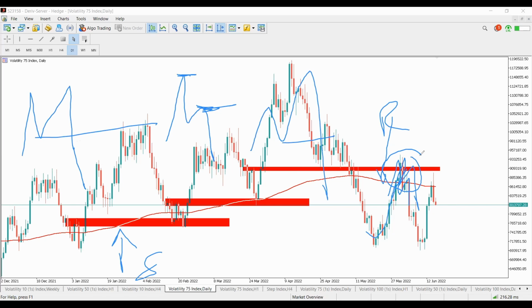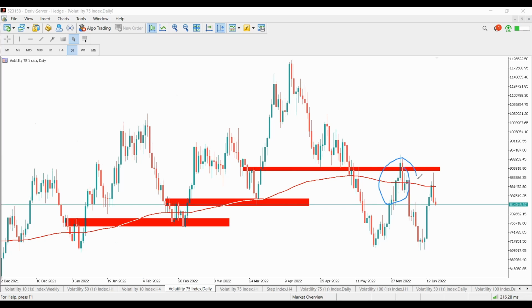Now, this is the type of M that was created for us here, where at the resistance and the moving average is giving us that proper confluence. Are you seeing this, guys? It's giving you that proper confluence.